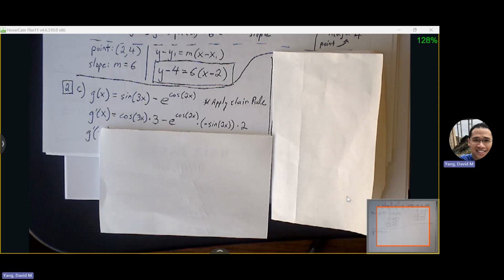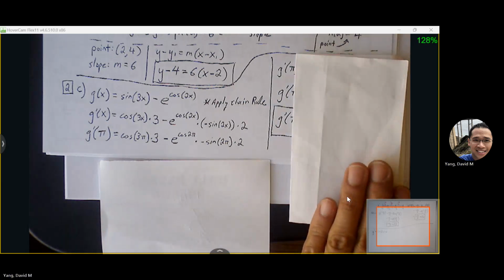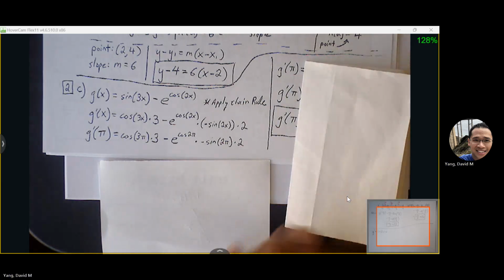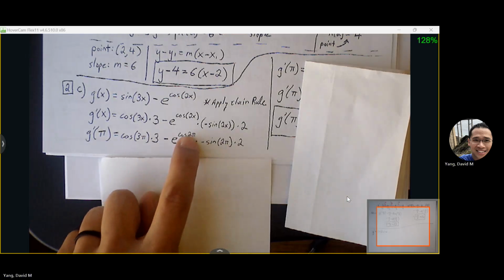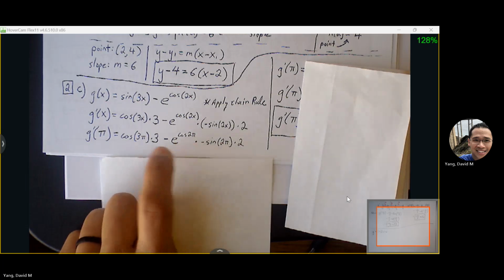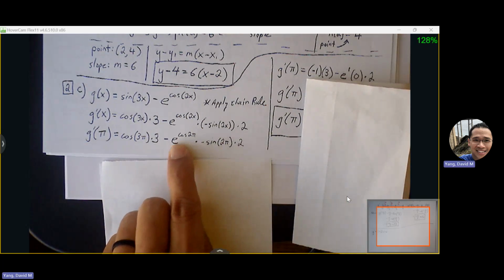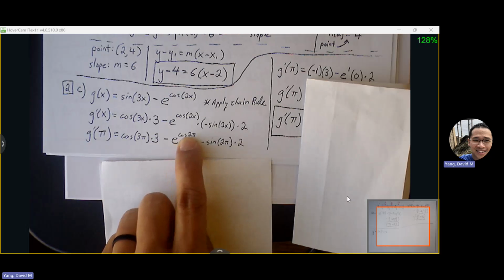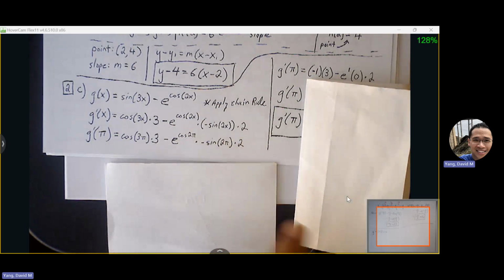Okay, so now we can replace all the x's with pi. Cosine of 3 pi, same thing as cosine of pi. Cosine of 2 pi is 1. E to the 1 is just e, but sine of 2 pi is 0, so it's going to wipe out this whole second portion there.